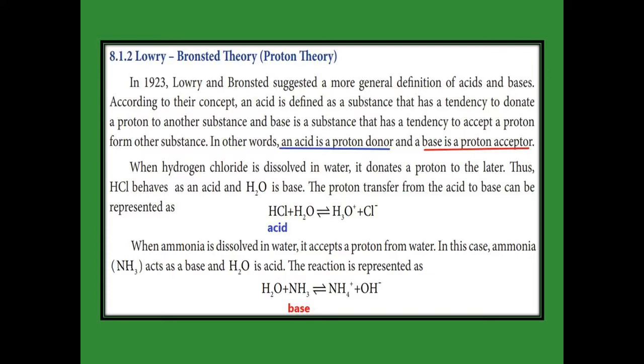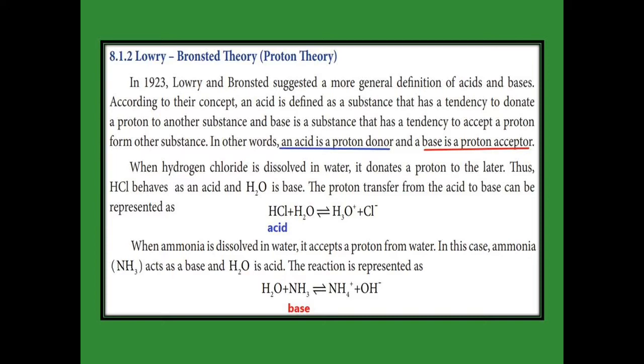See the example, HCl, it is an acid. When it is combined with water, the water accepts the H plus from the acid, so it is changed into H3O plus. So an acid is a proton donor. HCl is the proton donor here, so it is an acid.